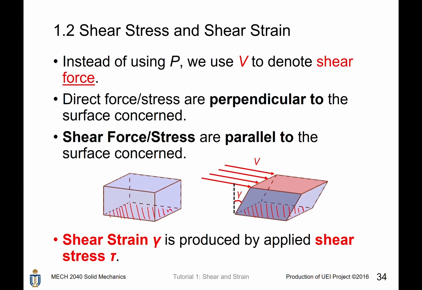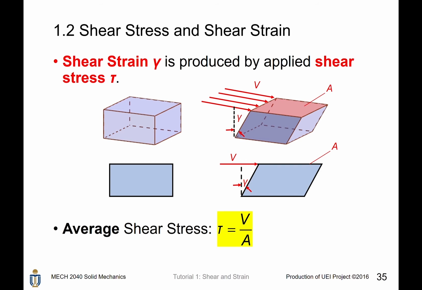Then it will generate a shear strain, as shown here. So recall that the largest difference between direct stress and shear stress is that for direct stress, your force is perpendicular to the applied surface. For shear, your force pairs are parallel to the surface exerted. So in this case, when you have a shear force V acting on this surface, consequently this fixed surface will give a reaction V in order to cancel it out.